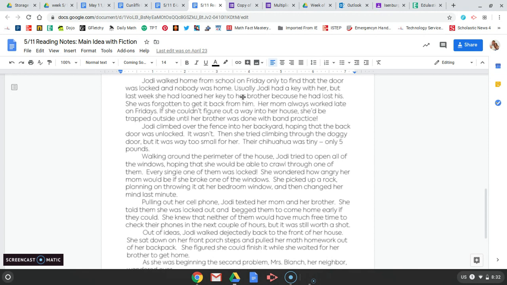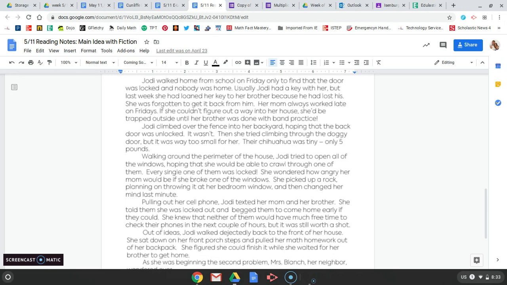Usually, I'm right here in case you have lost your spot. Usually, Jody had a key with her, but last week she had loaned her key to her brother because he lost his. She had forgotten to get it back from him. Her mom always worked late on Fridays. If she couldn't figure out a way into her house, she'd be trapped outside until her brother was done with band practice.